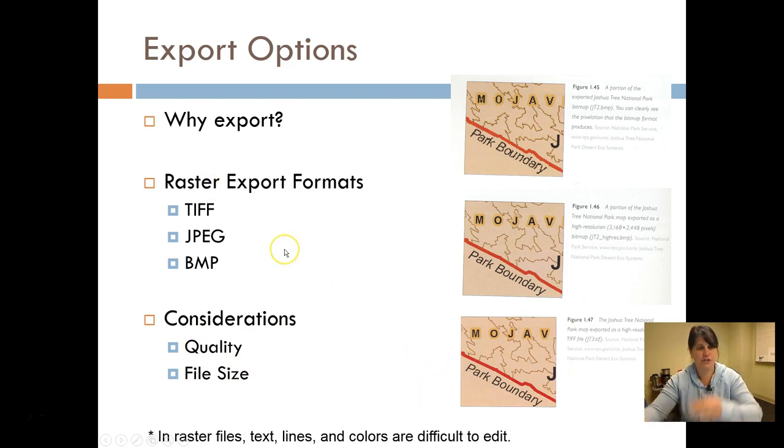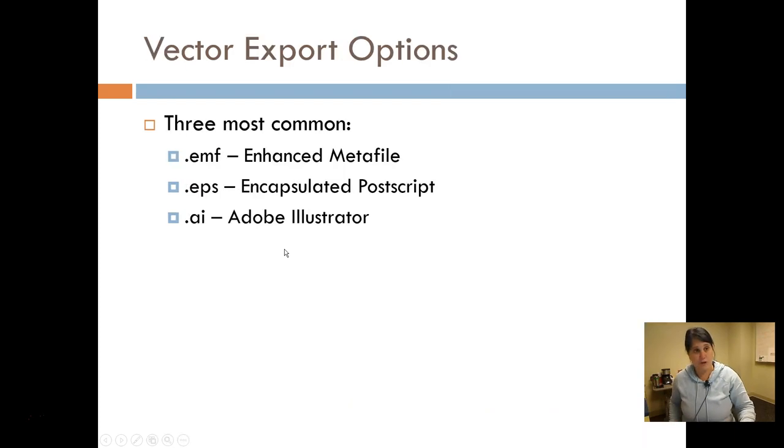In terms of JPEGs, 200 is the best. And there are some vector export options, and these are used a lot of times when you need to get things out of ArcGIS, obviously. If you want to take things to Adobe Illustrator, because Illustrator and Photoshop have a lot more design and graphic capabilities, there is an AI to take it to Adobe Illustrator. There's the EPS and there's the EMF.